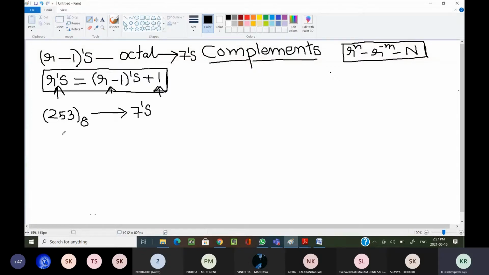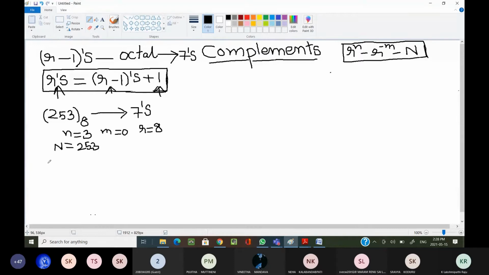Now, what is small n? Small n equal to 3. What is small m? Small m equal to 0. What is r? Here, r equal to 8. What is capital N? Capital N equal to 253.